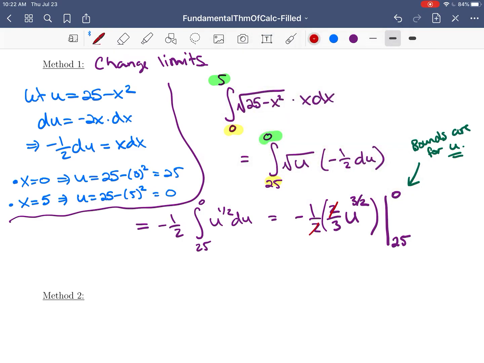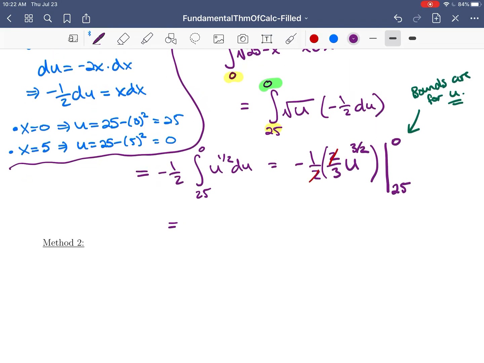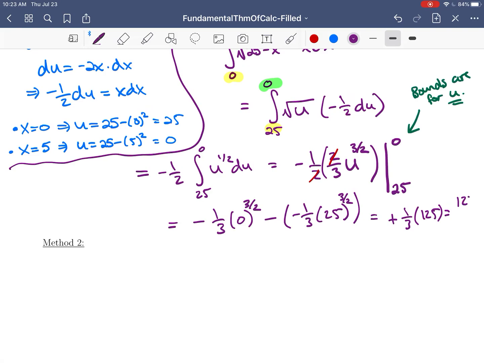But we can cancel these 2's. Then I get negative 1/3 times 0 to the 3/2, minus negative 1/3 times 25 to the 3/2. The first part is 0, and then this is going to be a plus, and it's 1/3 times 5 cubed. So that's 125. Okay, so I get 125 over 3 as my definite integral.